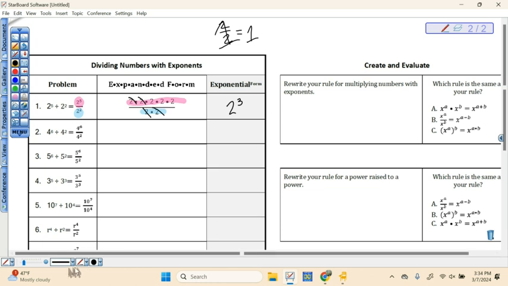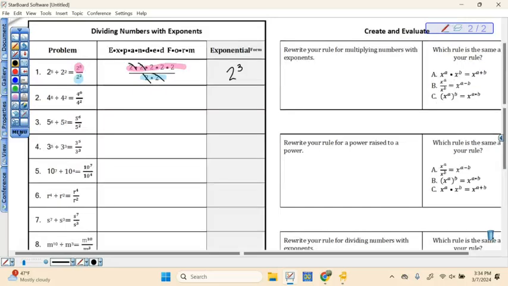Okay, can you do the rest on your own, please? Okay. So let everybody figure it out for themselves, please.